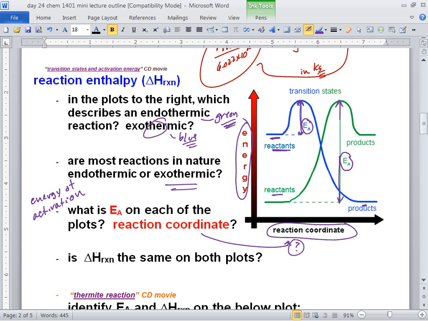Okay. How about this? Here's my enthalpy.